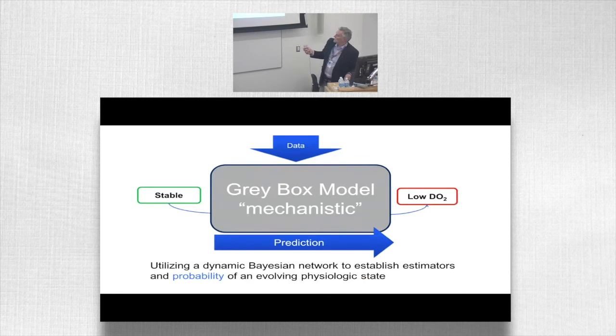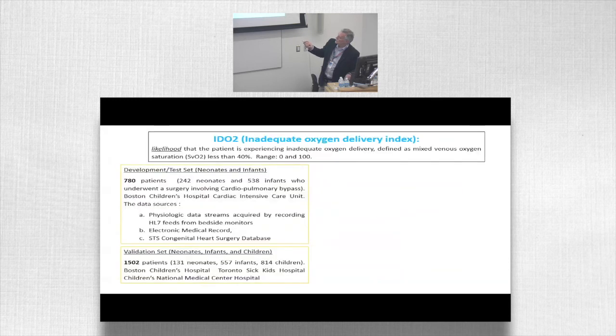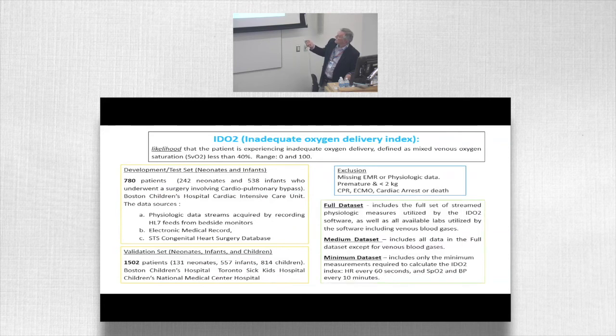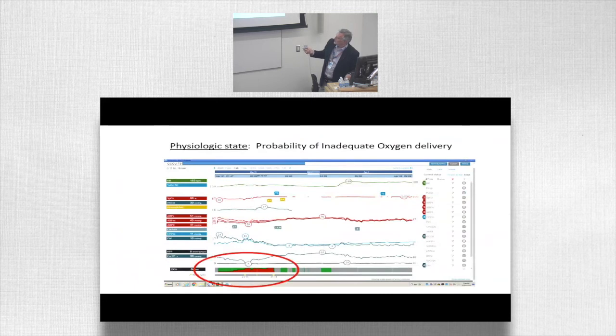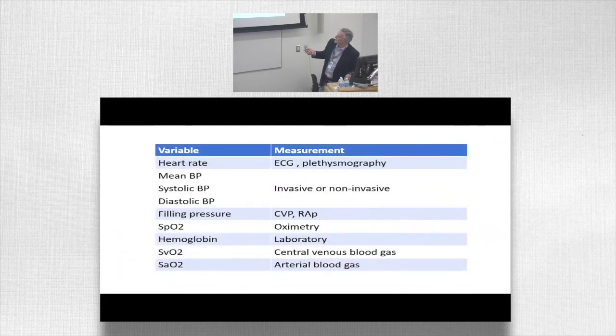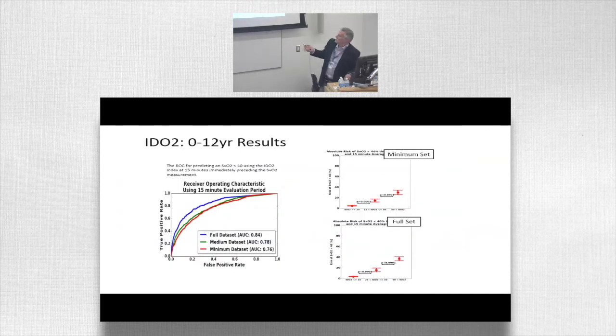What we've done with T3 is, with the inadequate oxygen delivery index, is to take looking at the probability of an evolving state. And I won't go through these in much detail other than say that patients initially from Boston Children's, we did what we call a full data set, medium and a minimum data set, and it gets displayed here on the T3 platform, and these are the variables that go into making that model. And then you do your various operator curves, and you can see that based on either the full, medium, or minimum data set, that there is area under the curve around 0.8.